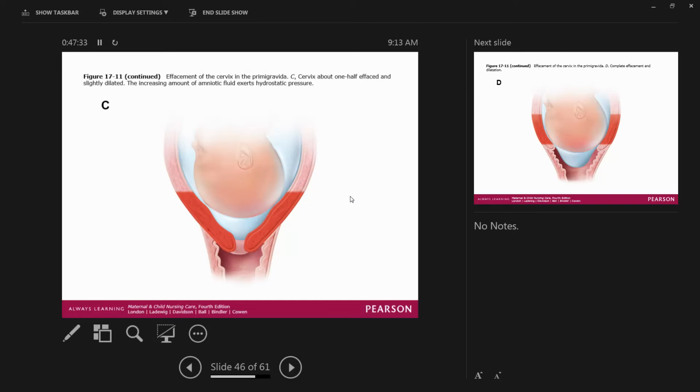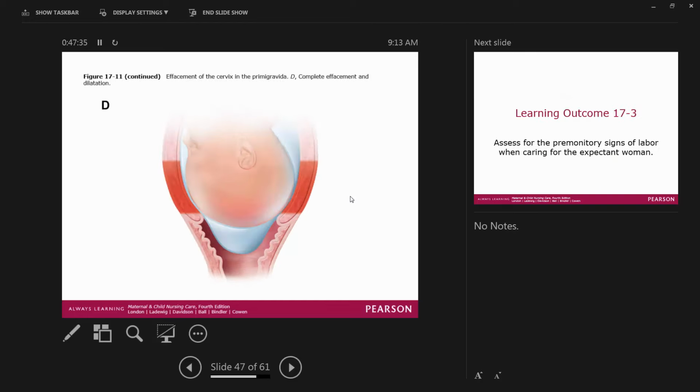All right, so here we're thinning more, we're dilating more, and now we're completely thin and completely dilated. And on this slide, that doesn't look super thin, does it? But I'm telling you, the thickness of your paper is 100%. That's what it feels like, literally, the thickness of your paper.